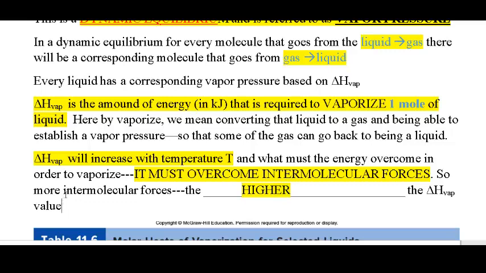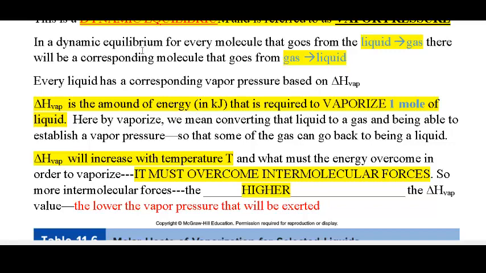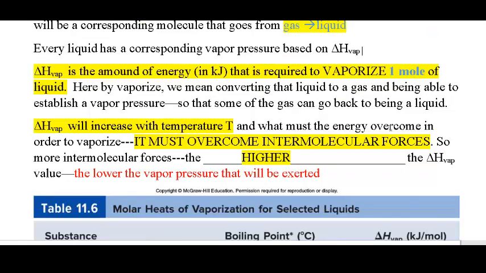I will also add another important point, because people get this confused a lot. The higher the energy required to vaporize it, because you have strong intermolecular forces like a hydrogen bond, the lower the vapor pressure that will be exerted. If a molecule is held together by hydrogen bonds, it's less likely to break free, quote unquote, to form a gas, which in turn can exert a vapor pressure on the liquid. So the higher the delta H of vaporization, the energy required to vaporize 1 mole of the substance, the lower the vapor pressure that will actually be exerted.